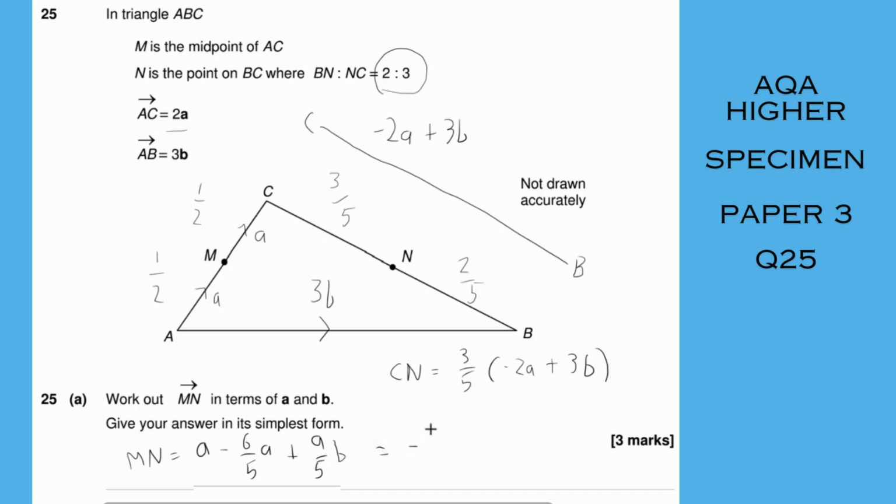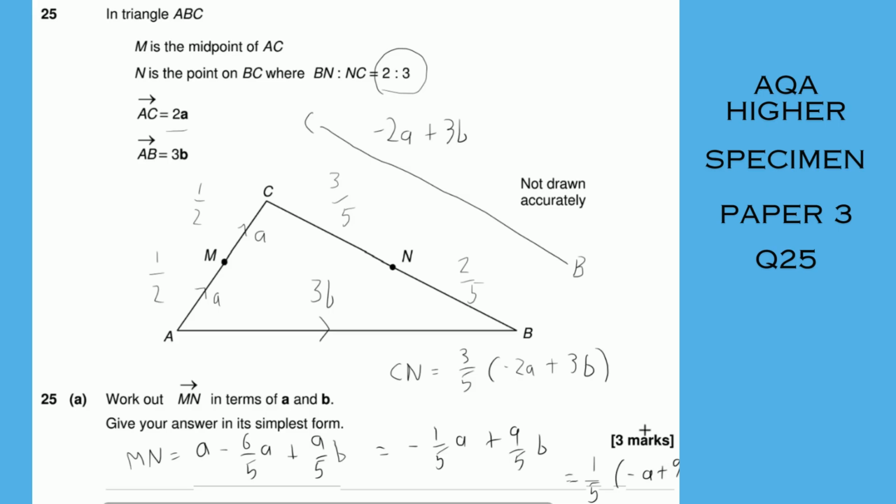So negative 1/5 of A and 9/5 of B. And obviously you can take the 5th out. Negative A and 9B. Sorry for writing in the margin, but we get the gist.